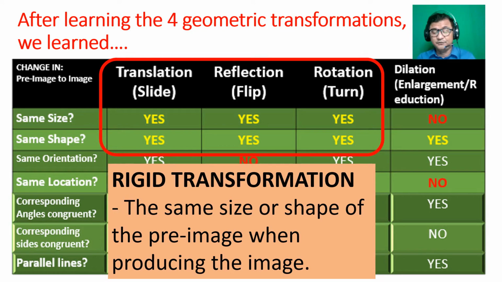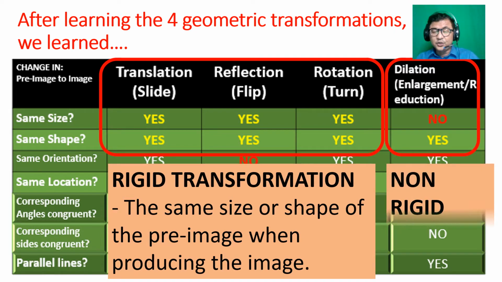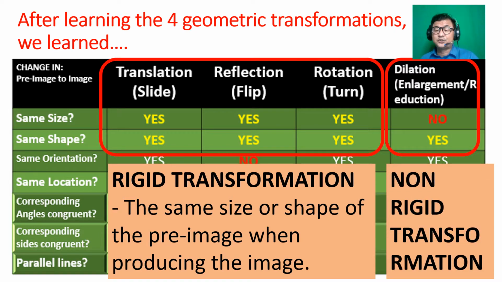So it is preserved. Now, only in dilation is the shape preserved but the size changes. Because of that, we call that the non-rigid transformation. It's like the major change. The size changed, so it's not rigid anymore.